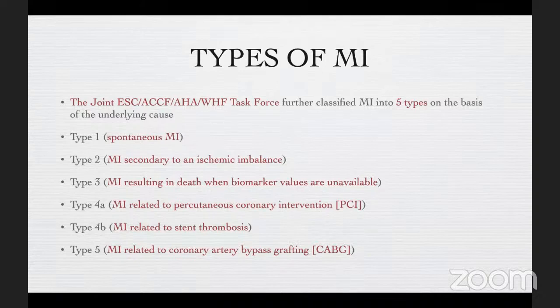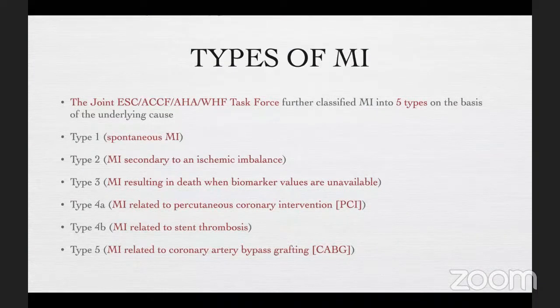Type 4B, MI related to stent thrombosis, which is MI associated with stent thrombosis as detected by coronary angiography or autopsy in the setting of myocardial ischemia in combination with a rise and or fall of cardiac biomarkers with at least one value above the 99th percentile of upper reference limit.